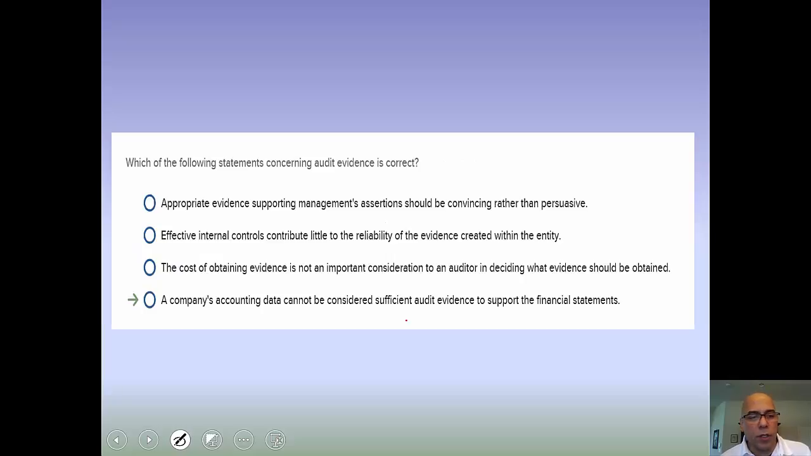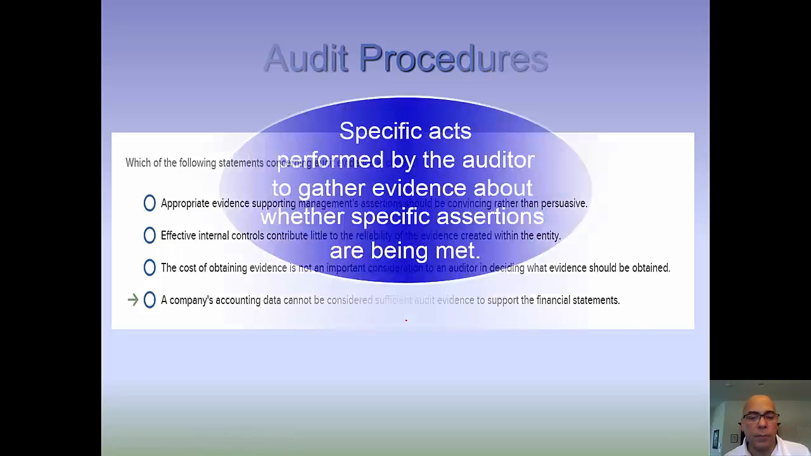Take a look at this one. Which of the following statements concerning audit evidence is correct? A company's accounting data cannot be considered sufficient audit evidence to support the financial statements. In other words, alone. We take those accounting records that we saw on that other slide, but again, as I stated, the auditor applies procedures over there that will help corroborate that evidence that we've seen in the form of these financial statement documents and financial statements, the ledgers, the journals, the supporting documentation, etc.